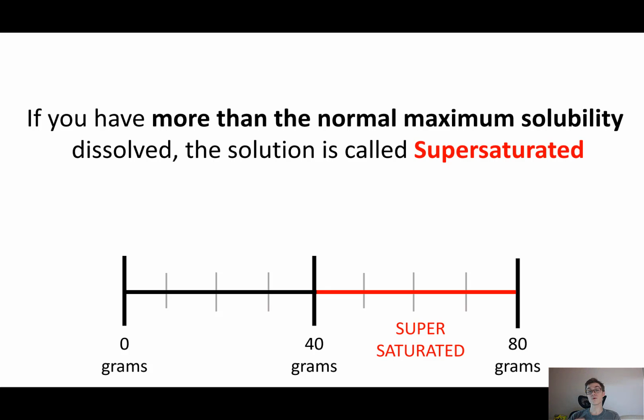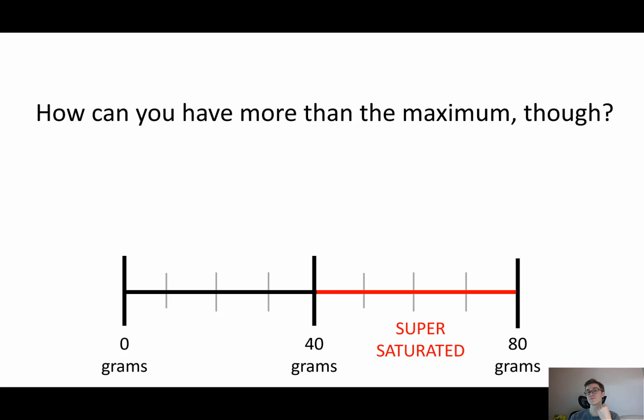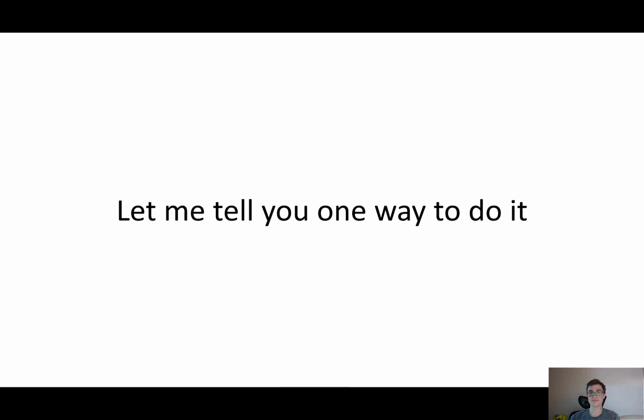So if you have more than the normal maximum solubility, like you have more dissolved than should be possible, you call it supersaturated. But how can you have more than the maximum dissolved? What does supersaturated really mean? Because you're more than the maximum. Let me tell you one way to do it.